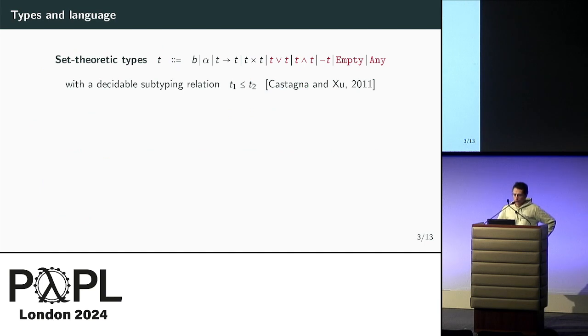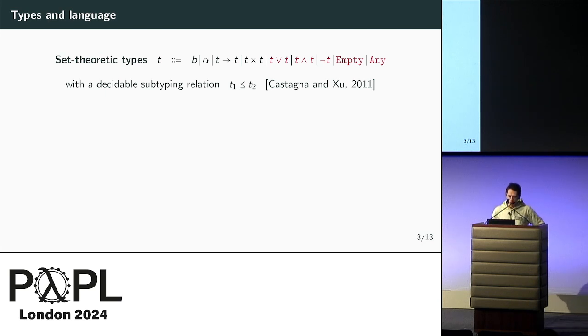Okay. So now let's define our types and language. We will use what we call set-theoretic types. So set-theoretic types provide the usual construct. So we have the base type, the singleton type, the integer, etc. Then we have the type variables. We have the arrow for function and the product for pairs. But they also provide a way to express the union of two types, the intersection of two types, and the negation of a type. Also, we have the special type empty that has no inhabitant, and its negation any that is the type of all values.